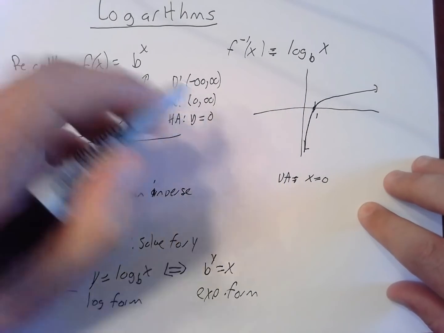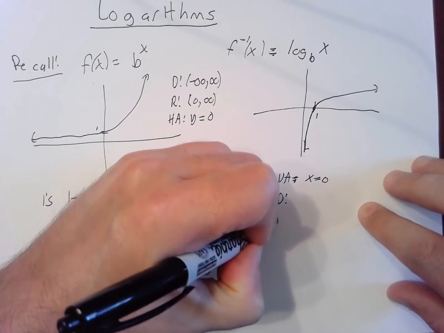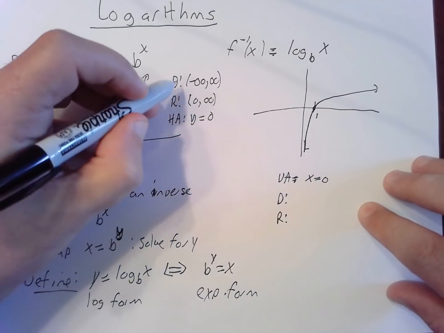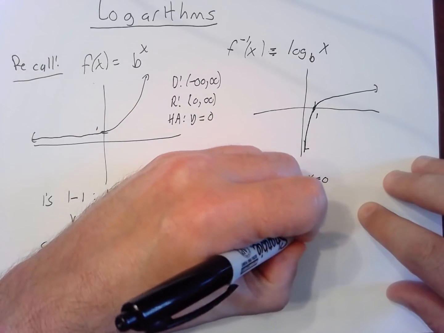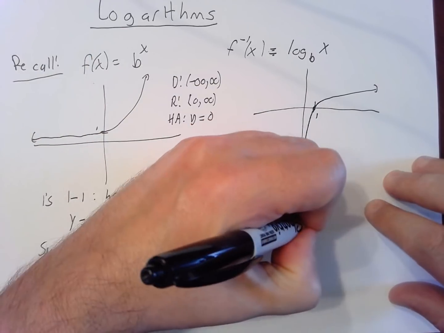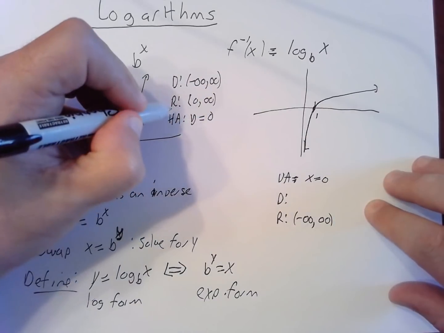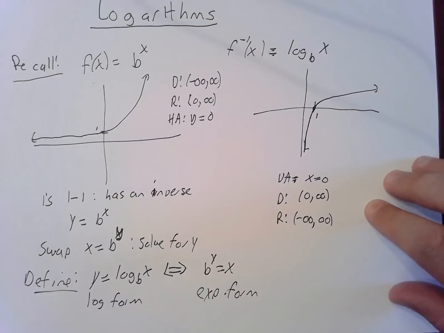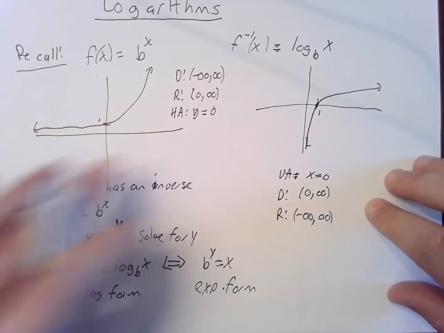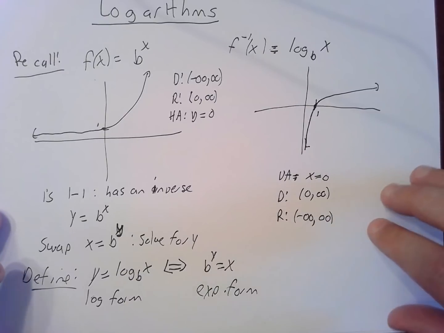We're going to switch our domain and range. The domain of a function is the range of his inverse. The range of a function is the domain of his inverse. Okay, so here's a function, here's his inverse, the logarithmic function.